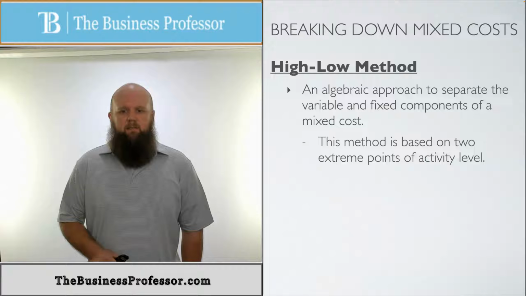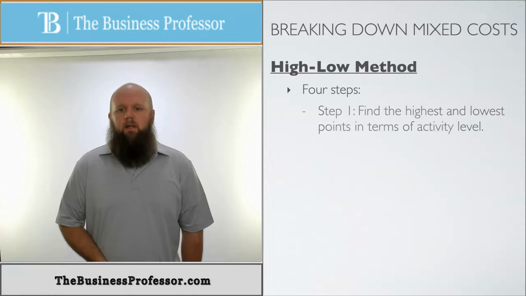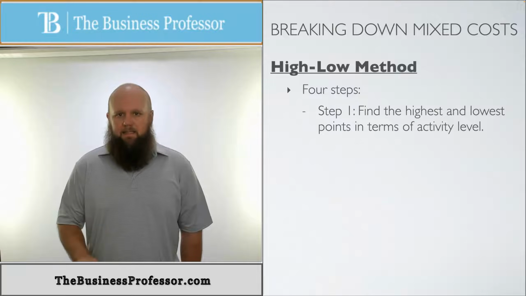What it does is based on two extreme points of the activity level. So this is done in steps. Matter of fact, this is done in 4 steps. The first step being we need to find the highest and the lowest point in terms of activity level. First and foremost, in step 1, you need to understand this is all based on the activity level, not the cost. When we talk about high and low, we're doing it from the perspective of the high and the low activity levels. Forget the cost for the moment.